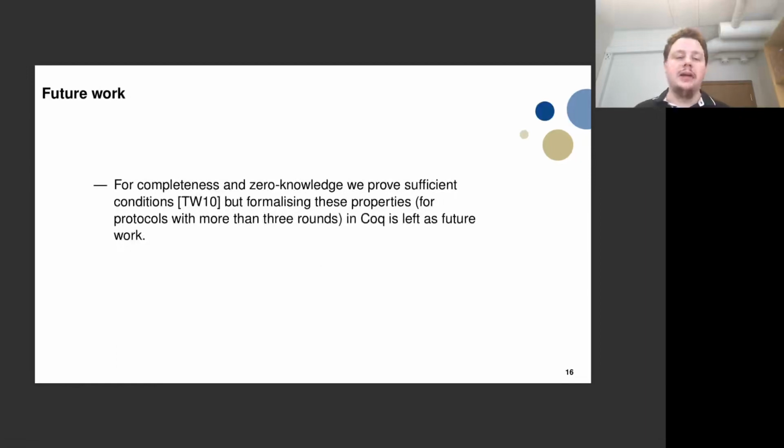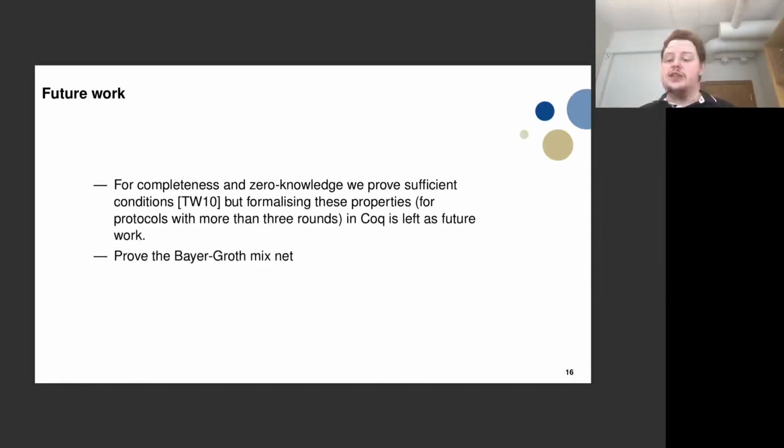Okay. So let me now briefly give the future work. One of the limitations in our work here was that for completeness and zero knowledge, we proved sufficient conditions. But we didn't prove that the sufficient conditions were sufficient. While the argument that they're sufficient is fairly trivial, formally defining the properties that we want to prove here is very difficult. So we left this as future work. This is future work that we've made a lot of progress on. Hopefully, in future years, I will share with you the results of that.